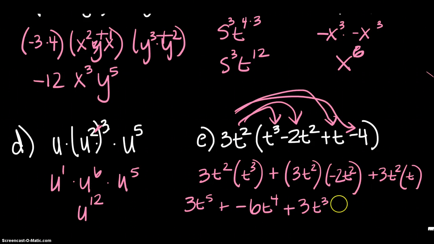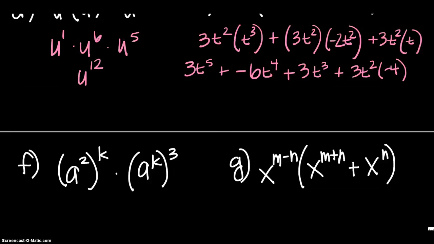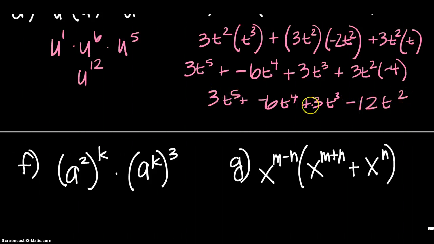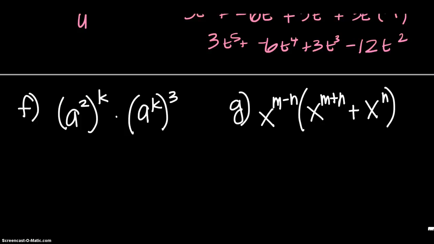And then remember, I forgot the last one, so plus 3t squared times negative 4. Okay, we'll go down a little bit. So 3t to the 5th plus negative 6t to the 4th plus 3t cubed. And then this becomes minus 12t squared. And notice in order, 5, 4, 3, 2. Okay, all in order. All right, next and almost done.